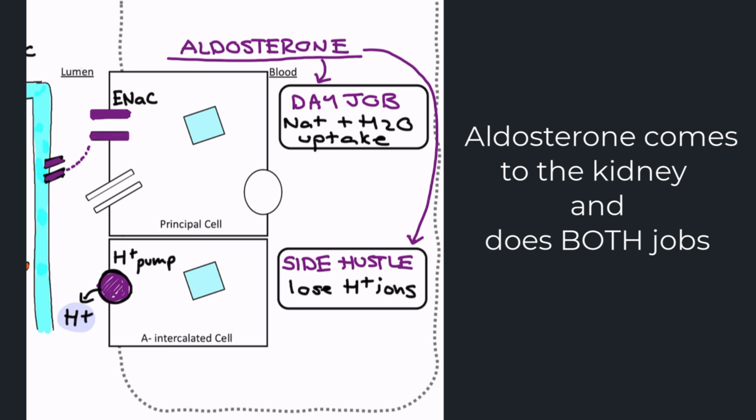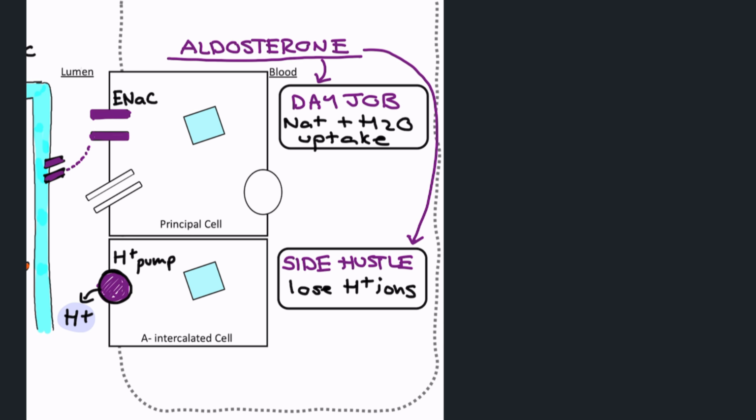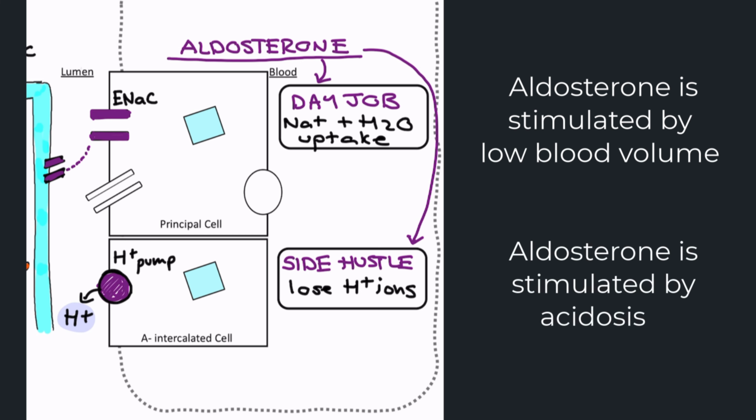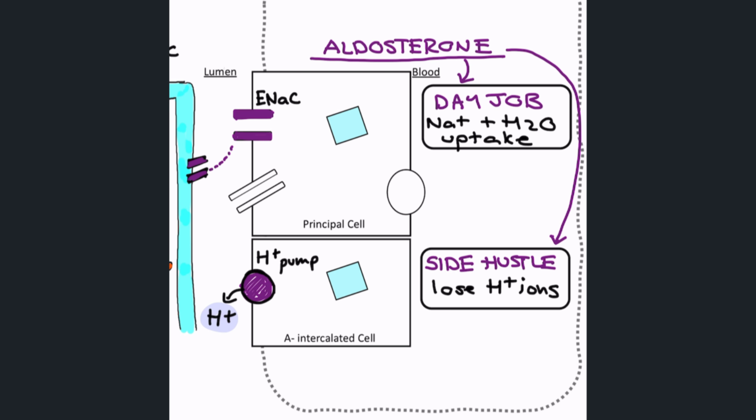And when it comes to the tubules, it's going to do both of those things, right? It's not going to discriminate. It's going to do all of its jobs when it comes here. Aldosterone can be stimulated by low blood volume, or it can be stimulated by acidotic conditions when we need to lose acid, right? So it can be stimulated by both of those things, but when it comes to the tubules, it's going to do all of the above. So let's just check that out on this diagram right here.